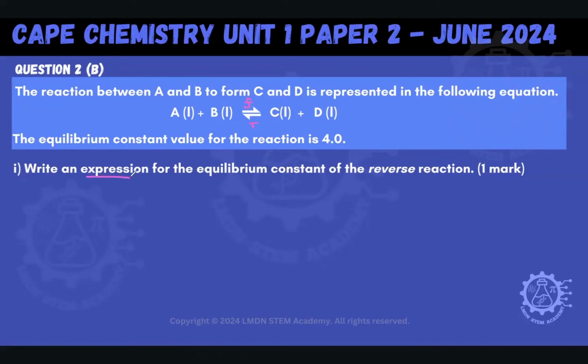So we're being asked to write an expression for the equilibrium constant for the reverse reaction, right? In general, when we're writing an equilibrium constant expression, the concentration of the products of that reaction is going to be on top, and then the concentration of the reactants will be on the bottom. So here's what we come up with.